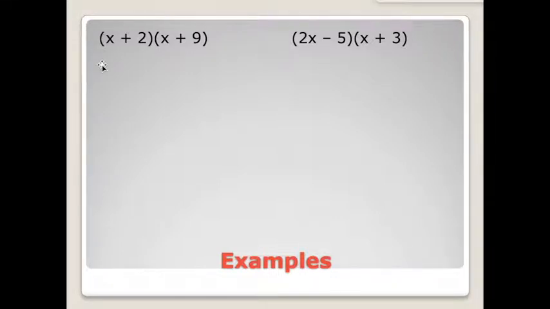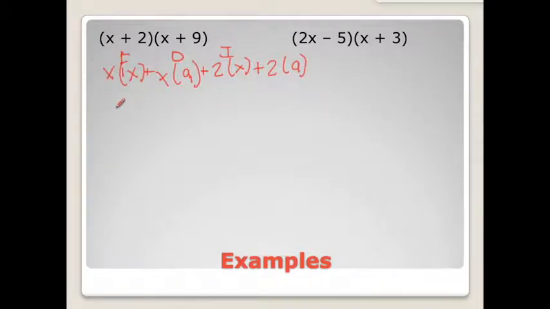Okay, let's try some. Okay, so we first need to start with our first terms. So I am going to multiply x times x, because these are our first terms. Okay, then we need to do our outside terms. So x times 9 outside. Now we need to do our inside terms. 2 times x inside. And then our last terms, 2 times 9.